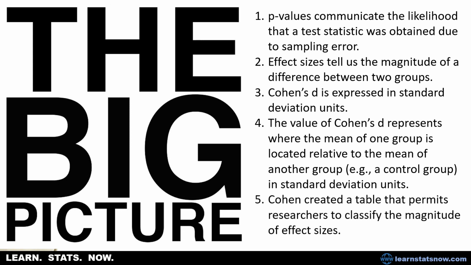And Cohen created a table that permits researchers to classify the magnitude of effect sizes. So that's Cohen's d. The other major form of effect size that can be used with two-sample t-tests is eta squared, and I'll have another video to talk about that.